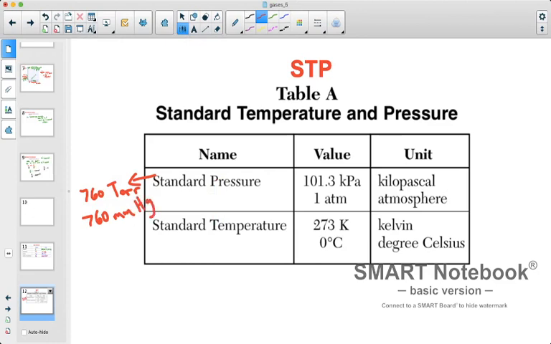Also given on table A is your standard temperature. Standard temperature is normally 273 Kelvin, which we'll be using in the gas topic here, but also is equivalent to 0 degrees Celsius, just in case you need to know that or just in case you see it and you easily know that that's standard temperature.